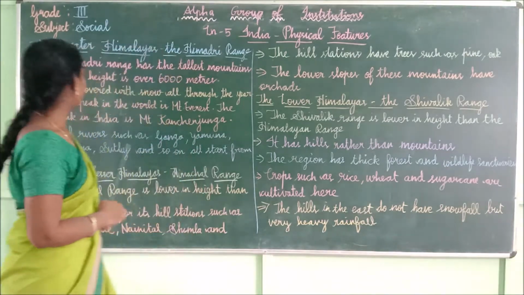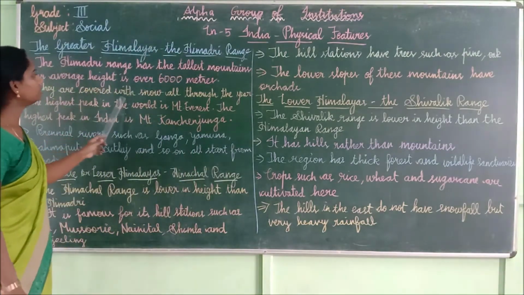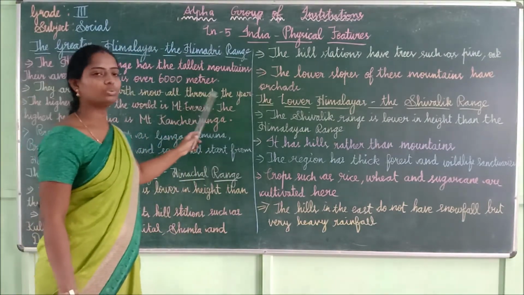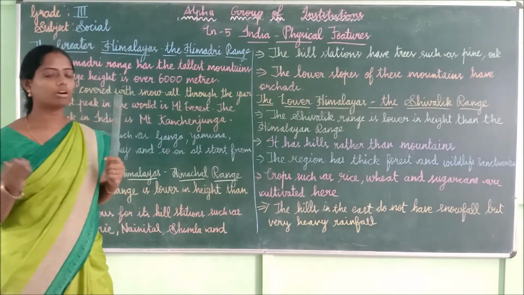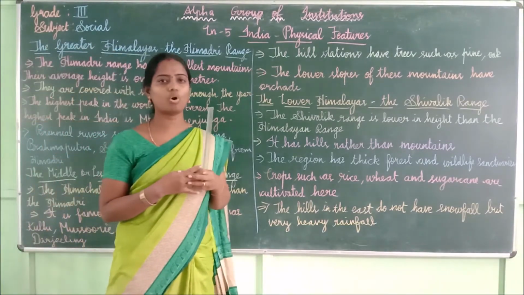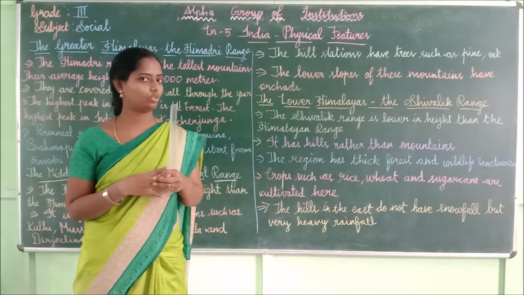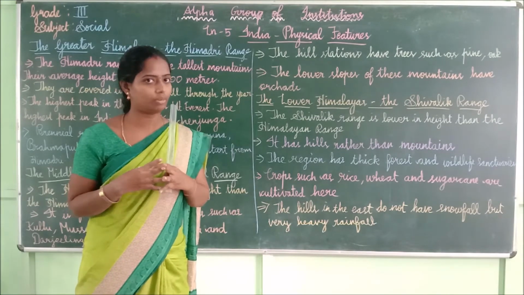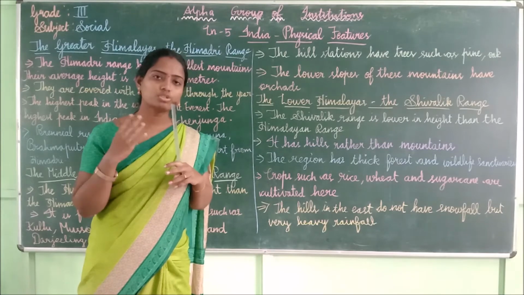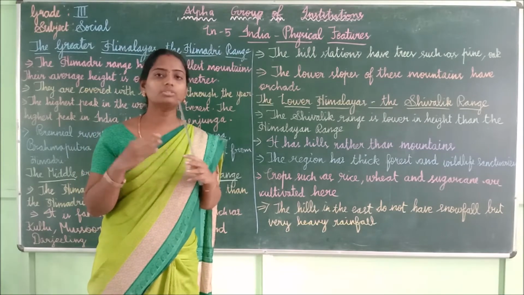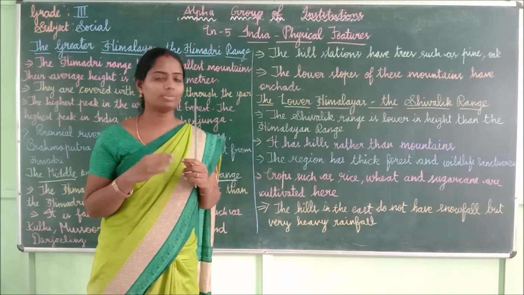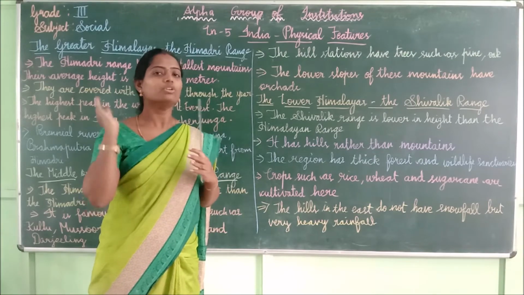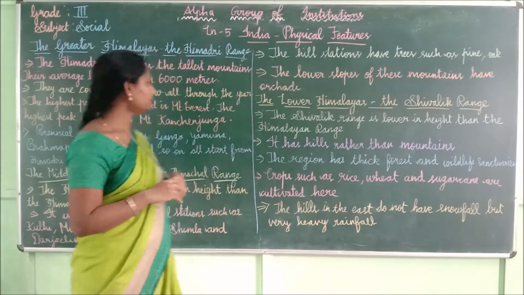Himadri. And they are covered with snow all through the year, because I already said it. The Himalaya stands for abode of snow, which means a home of snow. So the land which is covered totally by snow is said to be the Himalaya. So it is full of snow throughout the year.